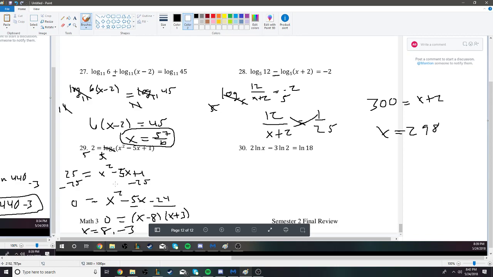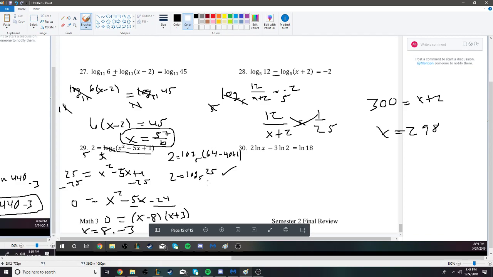You have to check for extraneous solutions. You've got to plug it back in. So when I plug it back into here, I get 2 equals log base 5 of 8 squared is 64, minus 5 times 8 is 40, plus 1. And that's 2 equals log base 5 of 25, check.